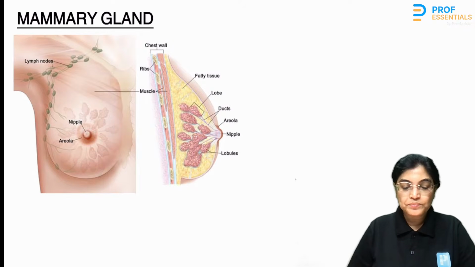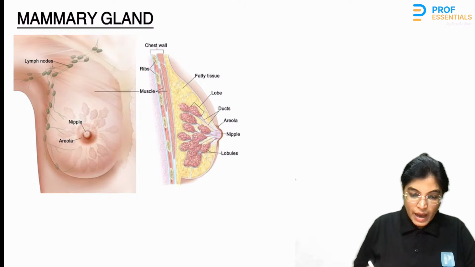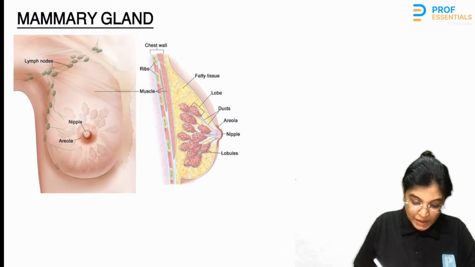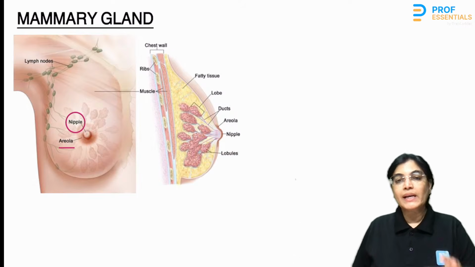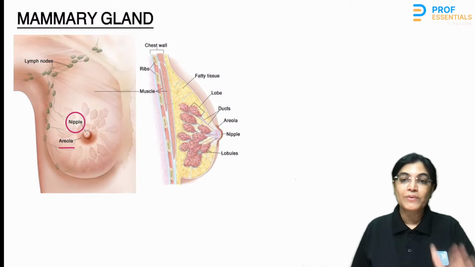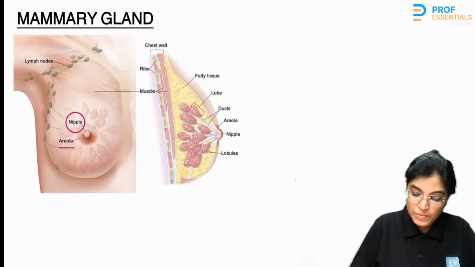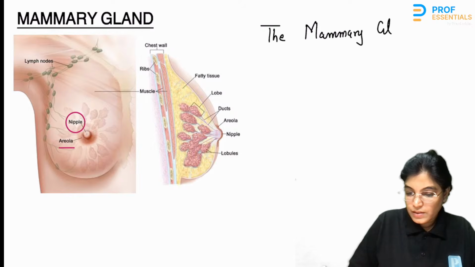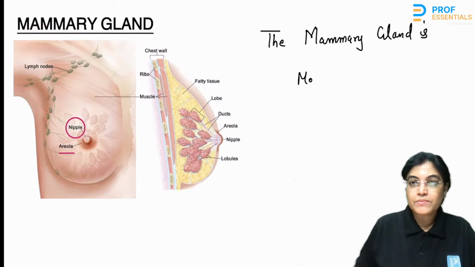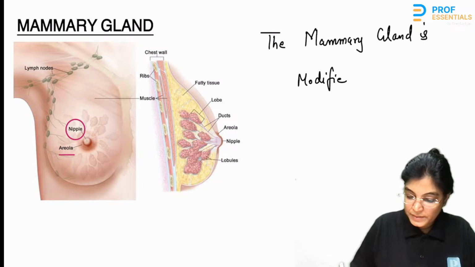As you can see here in the diagram, the mammary gland has been shown, and you can also see in the center of the mammary gland we have the areola, and we have the elevated structure, that is the nipple. If I want you to know about the mammary gland, which type of gland is it? It is a modified sweat gland. A very important point which everybody should know. The mammary gland is a modified sweat gland.